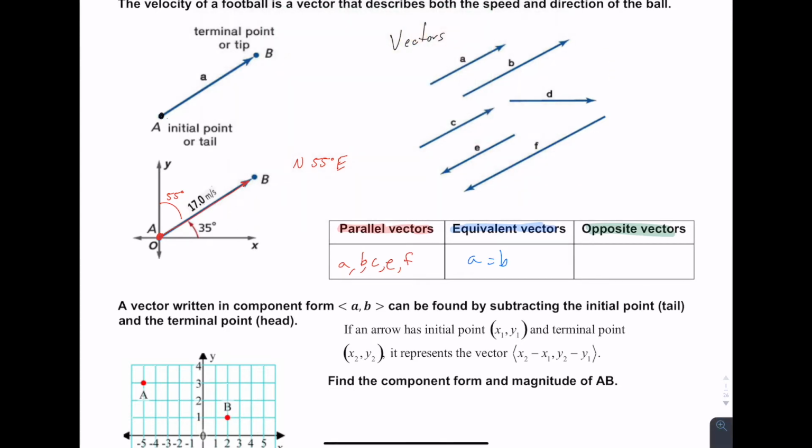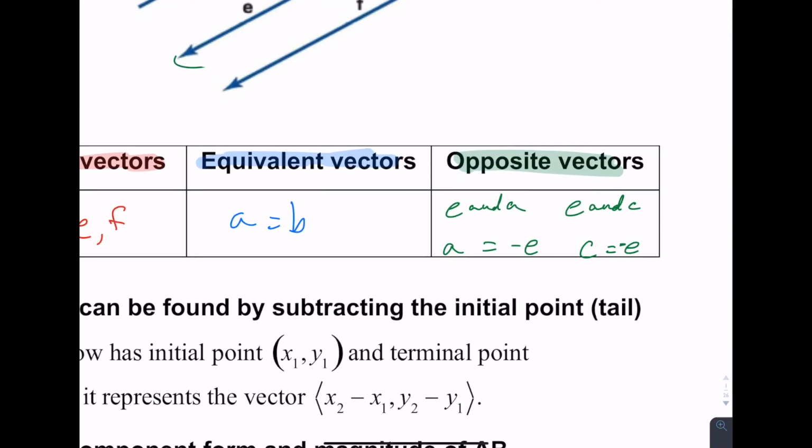In green, think of, let's say, A and E. So this one and this one. E and A. Which one else? E and C. E and C are opposite. Another way to write this, let me explain real quick: the opposite of E equals A. If I get the opposite of E, that equals C. So right there, opposite vectors.